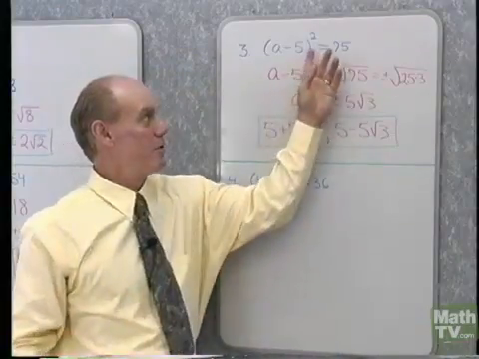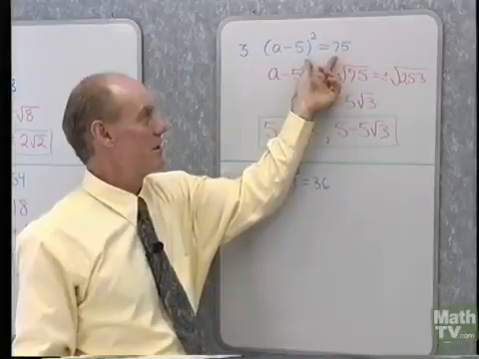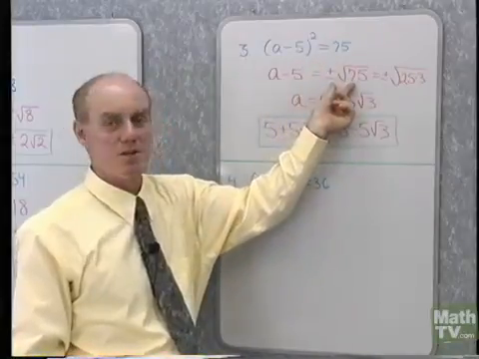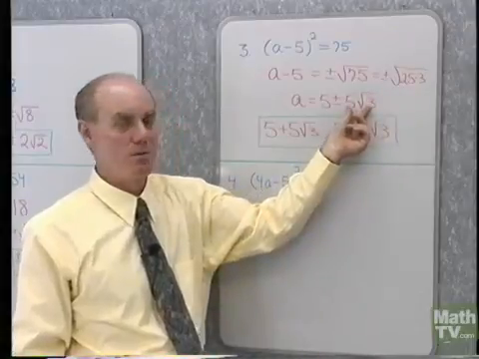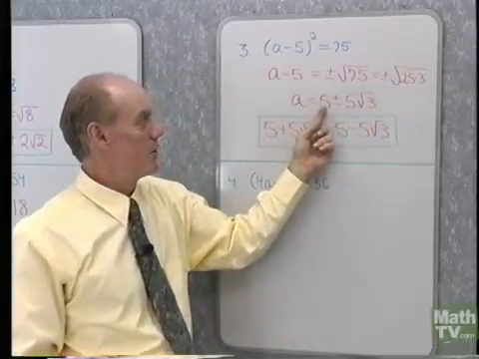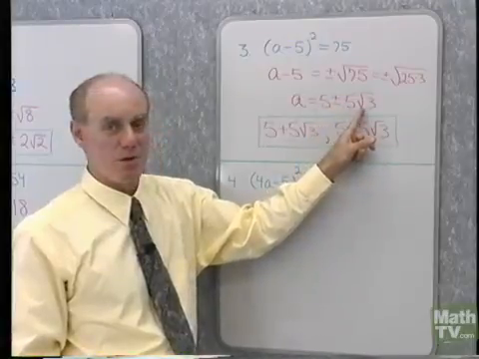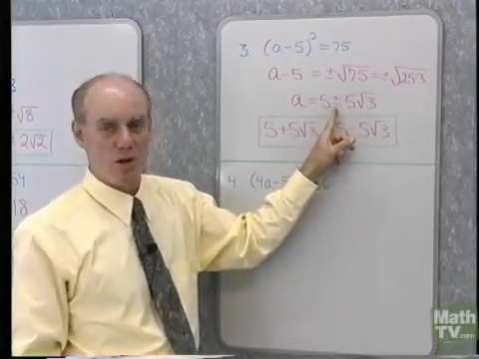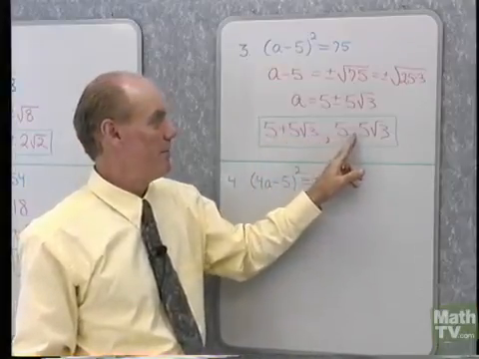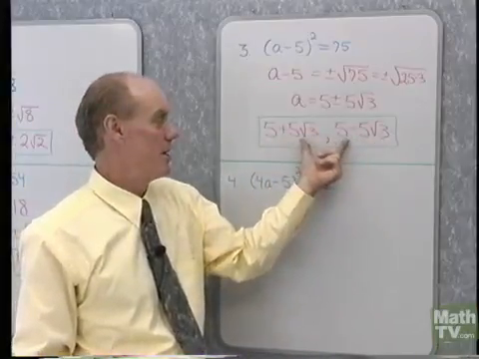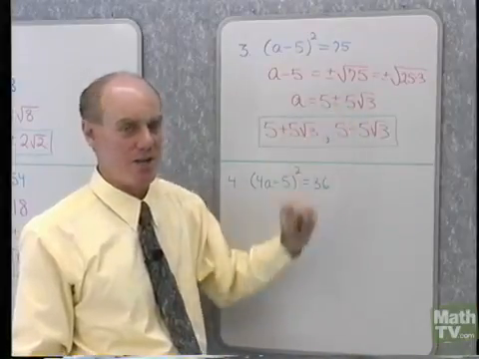So a minus 5 quantity squared equals 75. I take the square root of both sides of the equation, or I write a minus 5 as plus or minus the square root of 75. That simplifies down to 5 square root 3. Over here I add 5 to both sides and I get this expression, 5 plus or minus 5 times the square root of 3. Now remember, this is shorthand notation for 5 plus 5 square root 3 or 5 minus 5 square root 3. I combine these two expressions together with this shorthand notation using this plus or minus symbol.